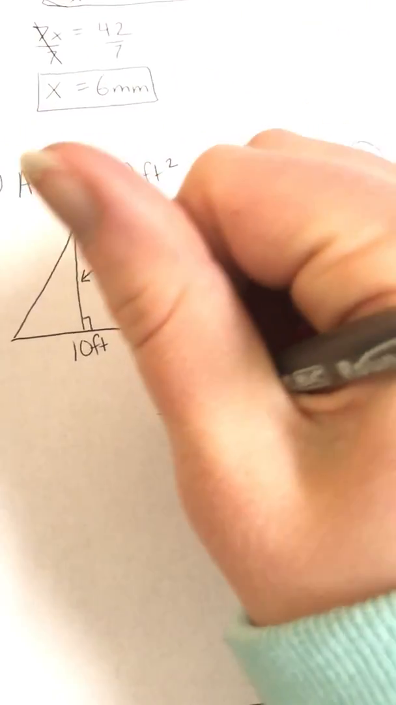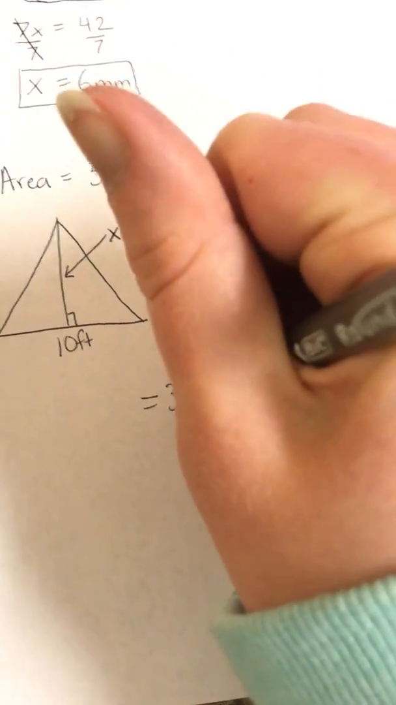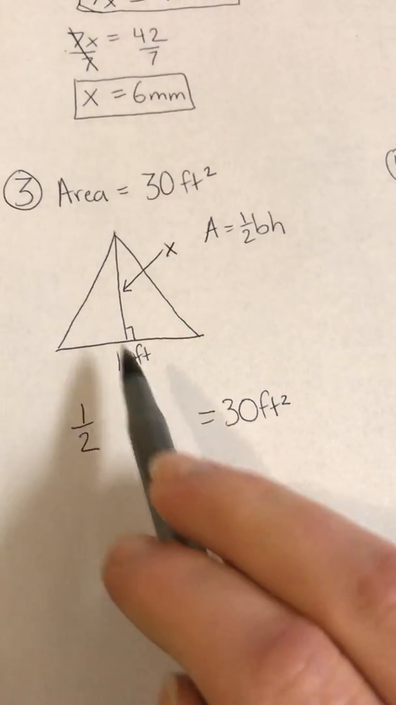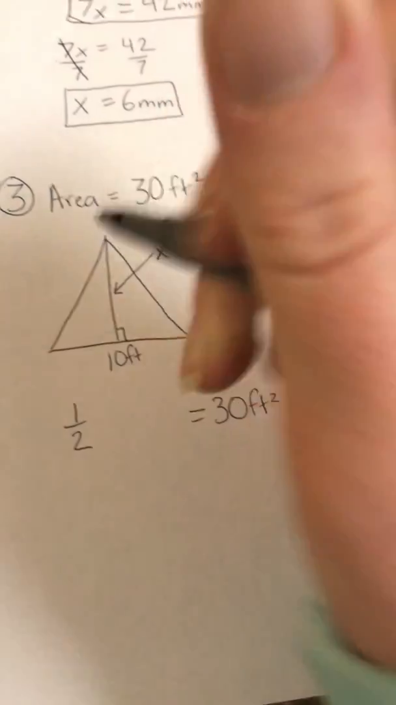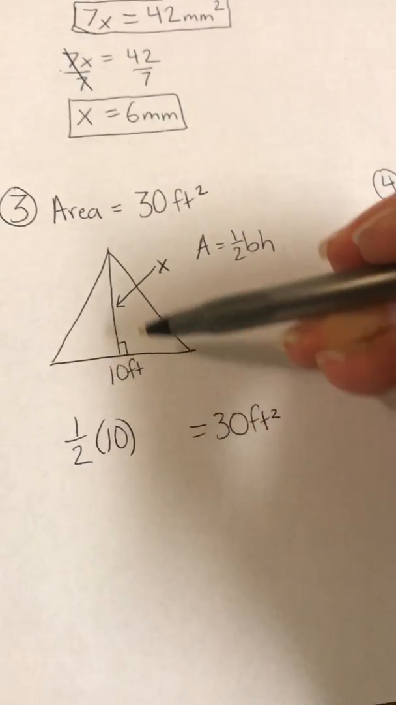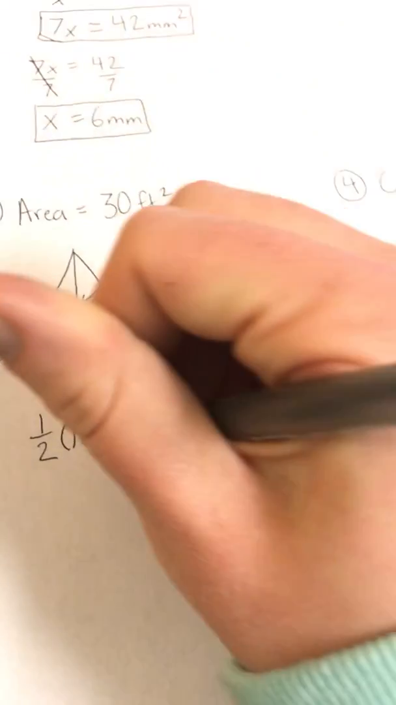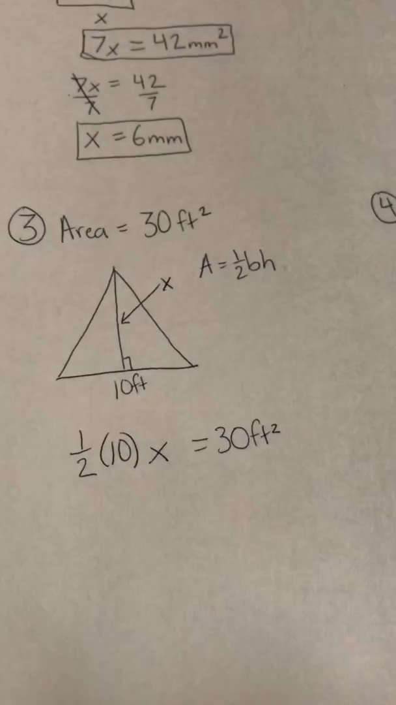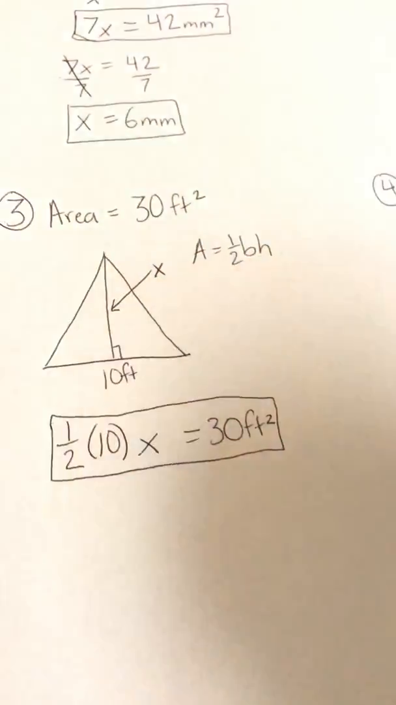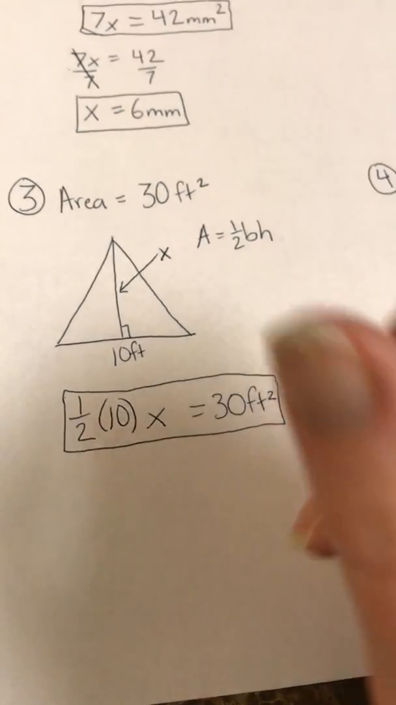We know our area equals 30 feet squared. So now we're going to have to do half of our base. Our base is this bottom part, which is 10. So times 10, then times our h, which is our height. Our height right here is our x, so we're just going to plug in our x. So this is the equation you would write first. Now you have to solve for it.